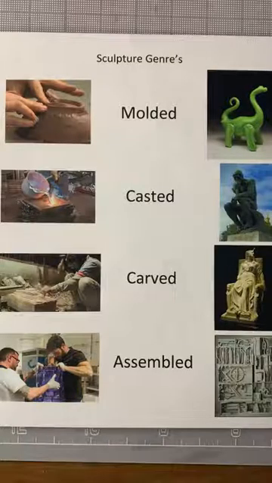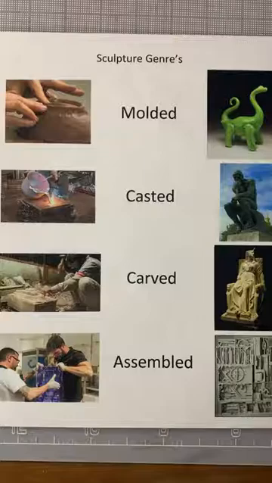The second genre is casting. And casting is when you are modeling a sculpture, then making a mold out of it, and casting in metal or in another medium of your choice. So usually what artists will do if they're going to do the casting method is they are usually creating something out of clay or out of wax, and after they mold it, they then create a mold that can be used multiple times.